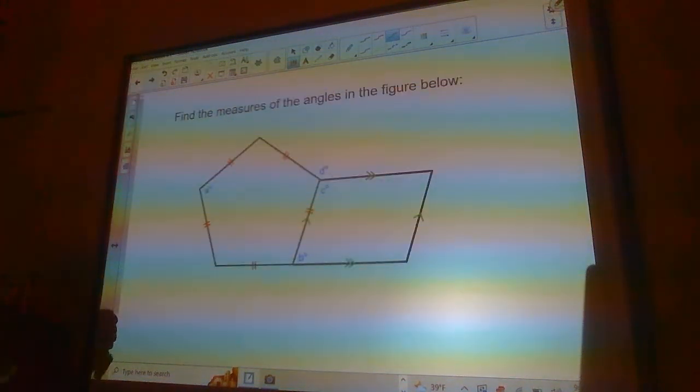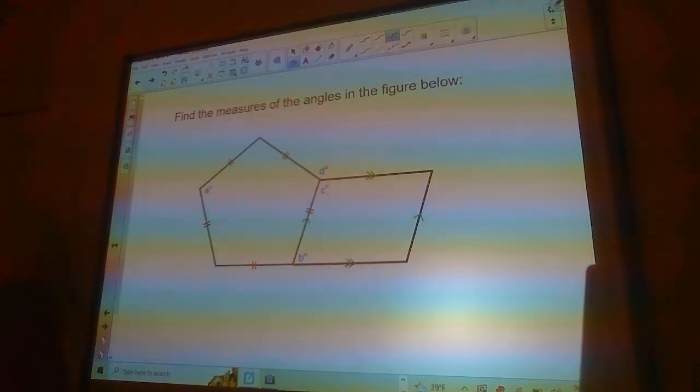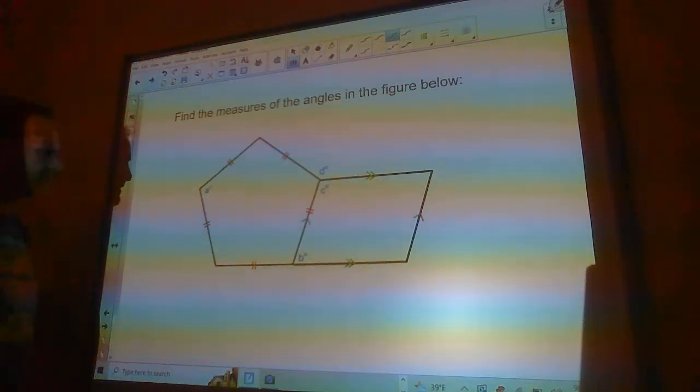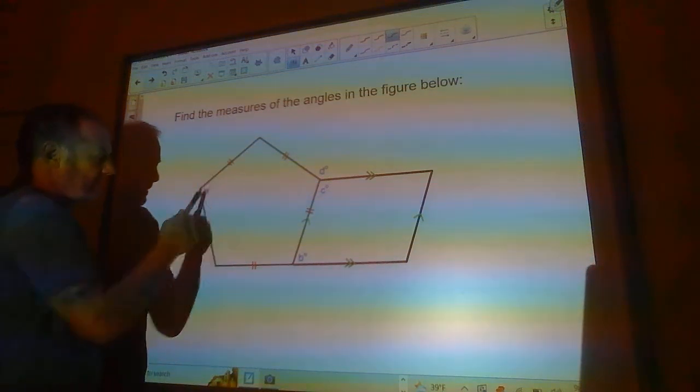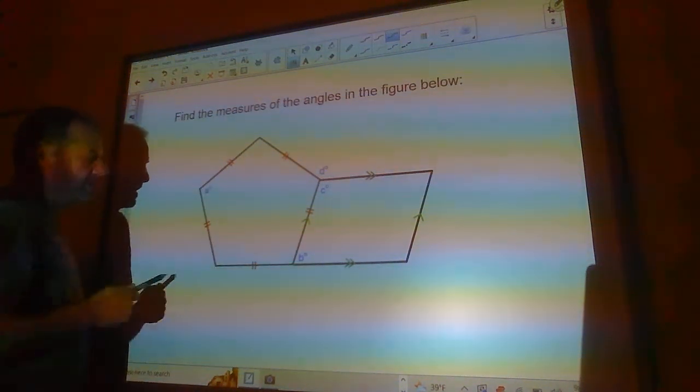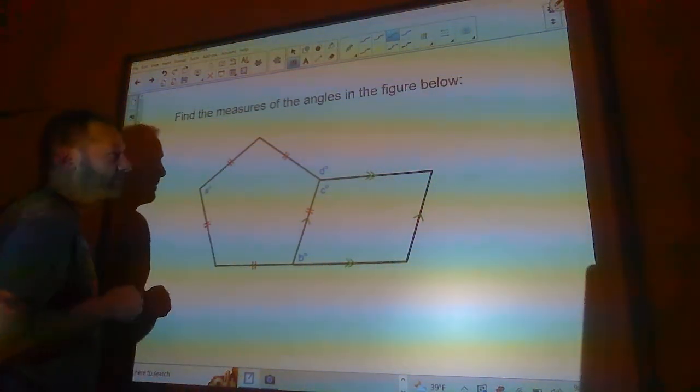All right. So find the measures of the angles in the figure below. I have no numbers on this thing. How can I figure out the angles? Well, I do know this. I have here a regular pentagon. All the sides are the same.